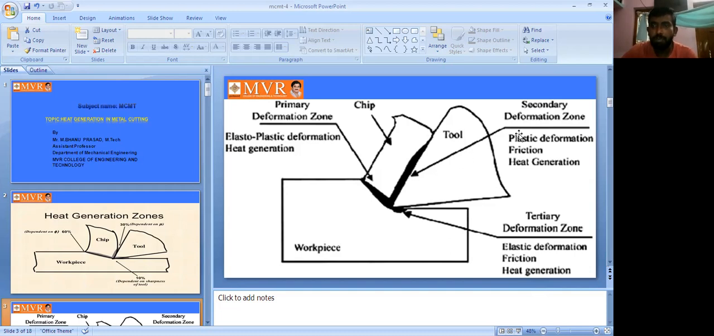It is a plastic deformation friction heat generation. It is elasticity. It is plasticity. Next one is the electroplastic deformation heat generation zone. So these three zones you can see here: primary, secondary, tertiary. So plastic deformation, elastic deformation, electroplastic deformation. You can see these three zones, these three regions between the workpiece, chip, and tool. So this is one of the heat generations in the tool.